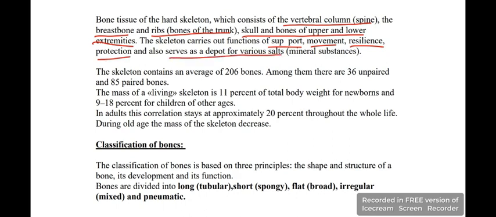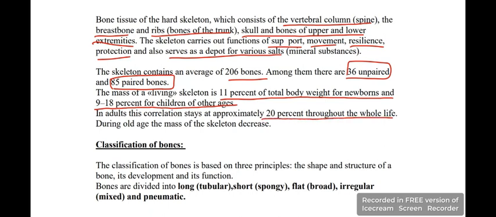Now, how many bones are there? 206 bones, of which 36 are unpaired and 85 are paired bones. The mass of the living skeleton is 11% of the total body weight for a newborn and 9 to 18% for a child of other ages. And in adults, this correlation stays at approximately 20% throughout the whole life. And during old age the mass of the skeleton decreases.